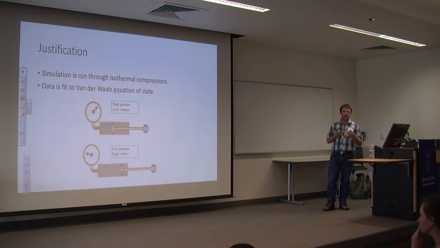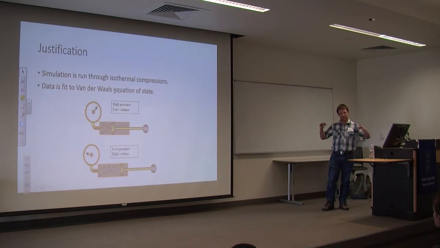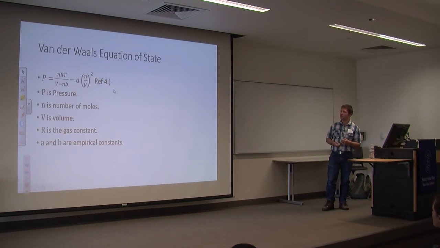So we have this model. We need to make sure that it works, that we're modeling real-life phenomena. So the simulation is tested through a series of what are called isothermal compressions, meaning that the container that the particles are in is shrunk continually, while the temperature and conditions inside the container are kept constant. After this is done, the data is fit to what's called a van der Waals equation of state, which is a model. It's kind of like an ideal gas law and relates the pressure to other parameters.